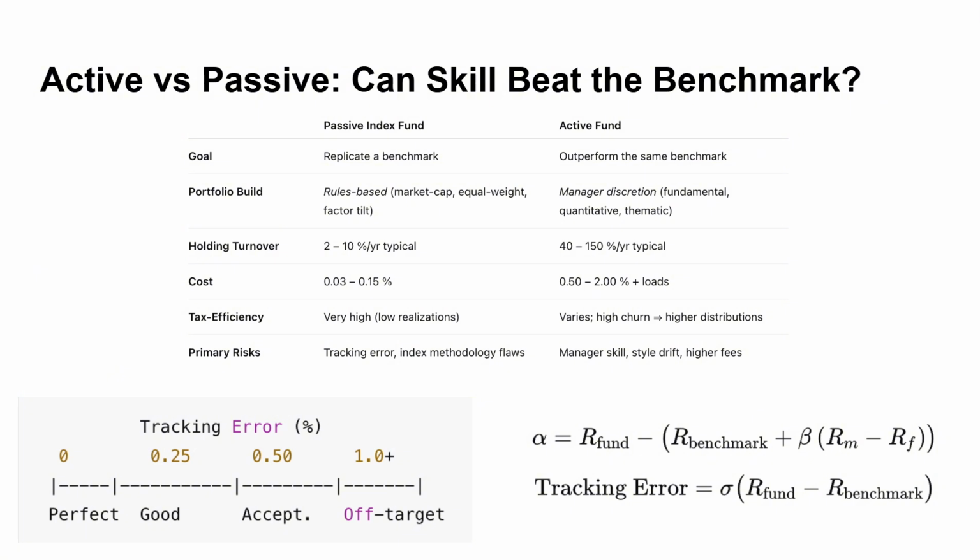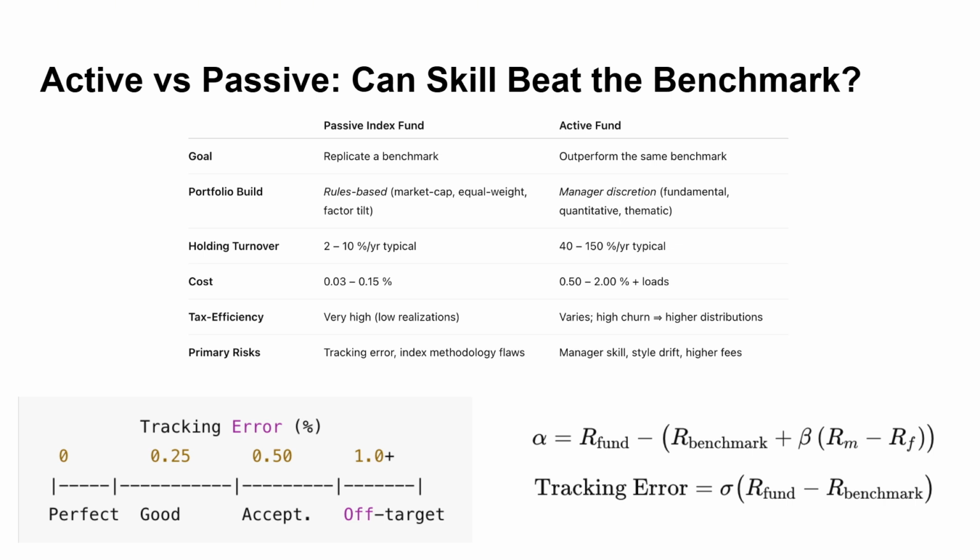Tracking error, right here, is the yardstick for both worlds. For a good index fund, you want the standard deviation of the return difference down around 0.05 to 0.2%. Anything above 0.5% signals sloppy replication or high cash drag. For active funds, tracking error is intentional. The manager is taking benchmark-relative bets. Think of it as the risk budget she spent to hunt for alpha.